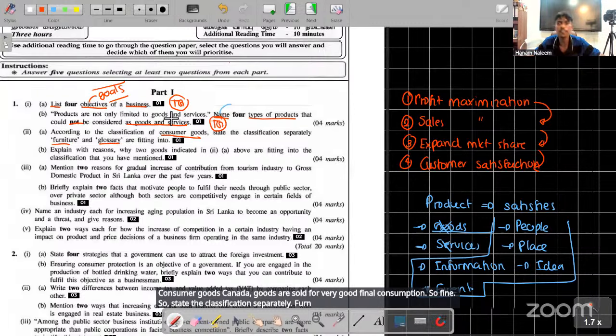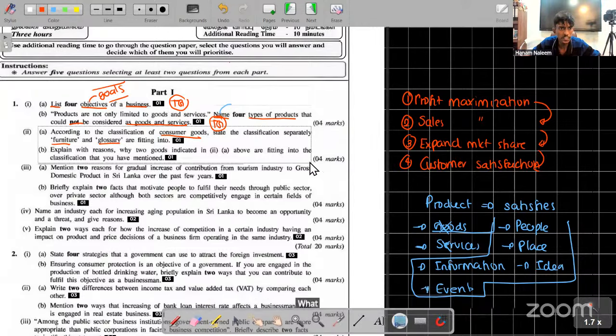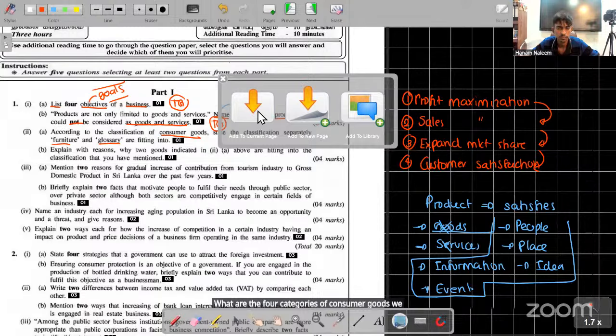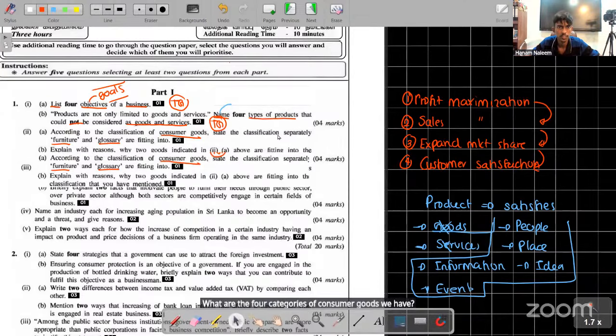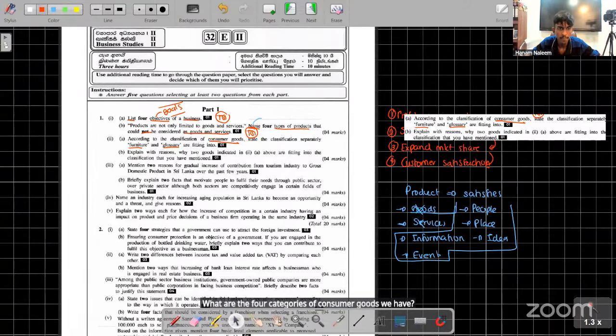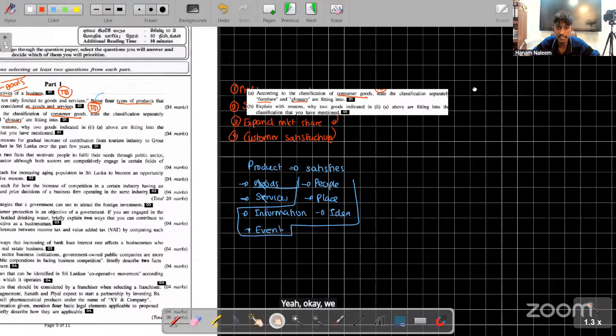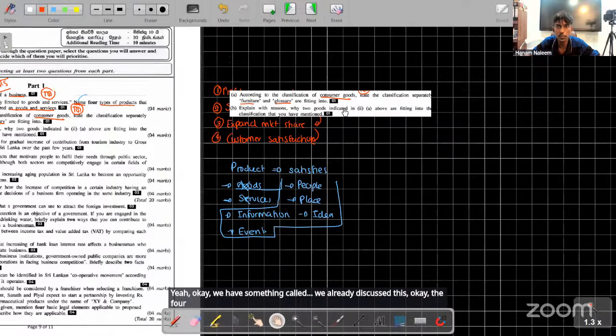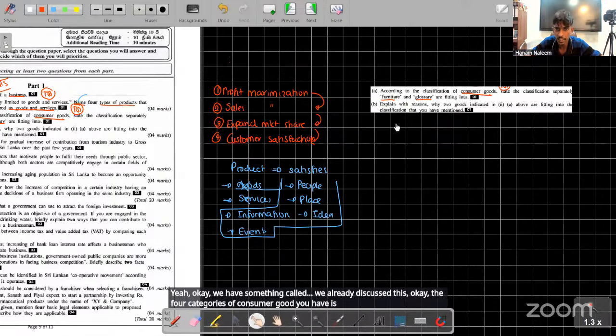Furniture and grocery are fitting into it. Before that, if you take consumer goods, what are the four categories of consumer goods we have? We already discussed this. The four categories of consumer goods: the first one is the convenience good, which you purchase on a day-to-day basis. So the first one you have is the convenience good.